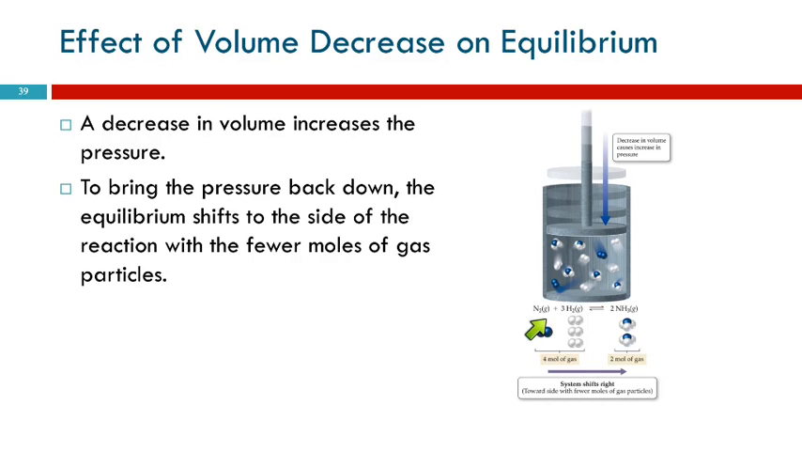So in this reaction, N2 plus 3H2 makes 2NH3. On the left side of the reaction arrow, we have a total of 4 moles of gas: 1 nitrogen and 3 hydrogens. So there's 3 plus 1, 4 moles of gas. On the right side of the equation, you have 2 moles of gas.